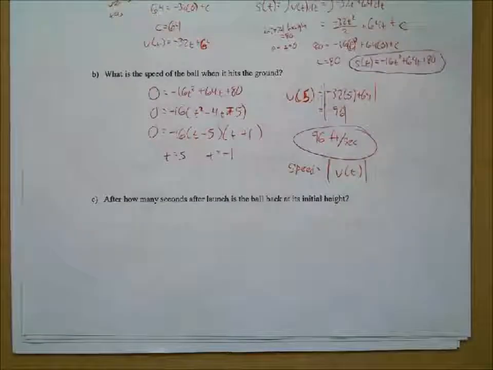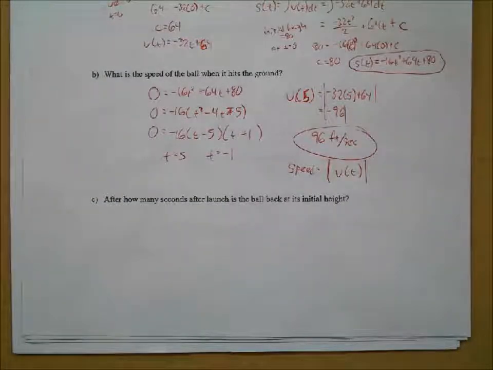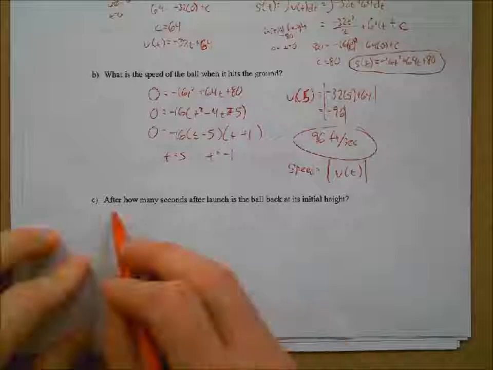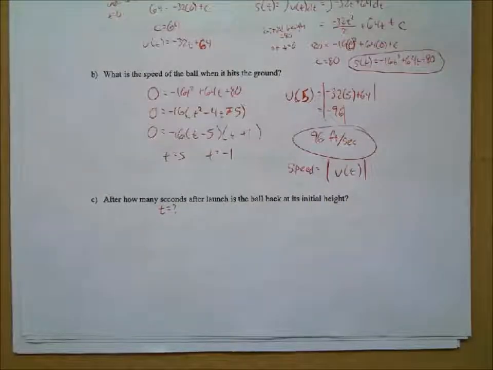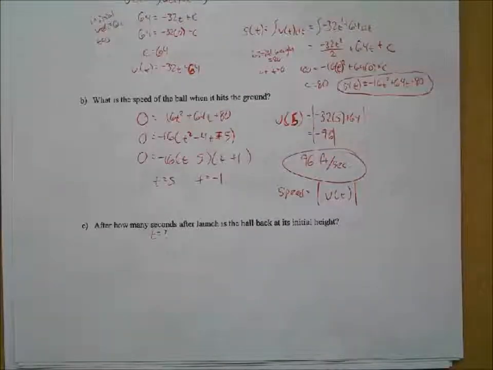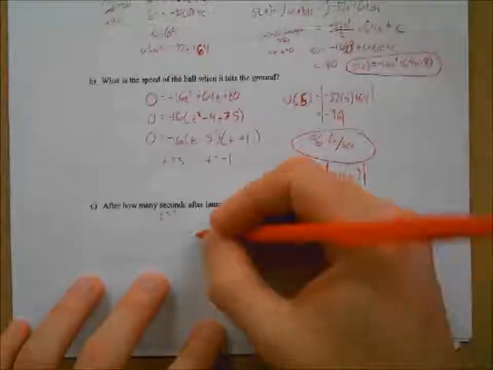Okay? Letter C. After how many seconds after launch is the ball back at its initial height? So, we're trying to solve for what value? T, because we want to say how many seconds, so a t value there. T equals what, right? After launch is the ball back at its initial height. So what is the ball's initial height? 80 feet. So we want to set 80 equal to what? The position. Yeah, 80 equals the position.